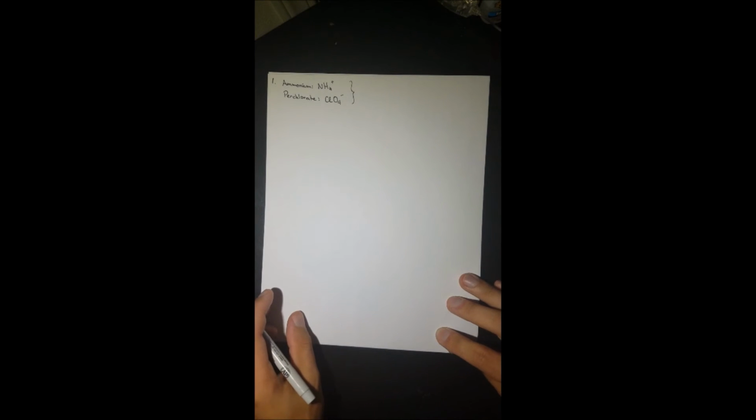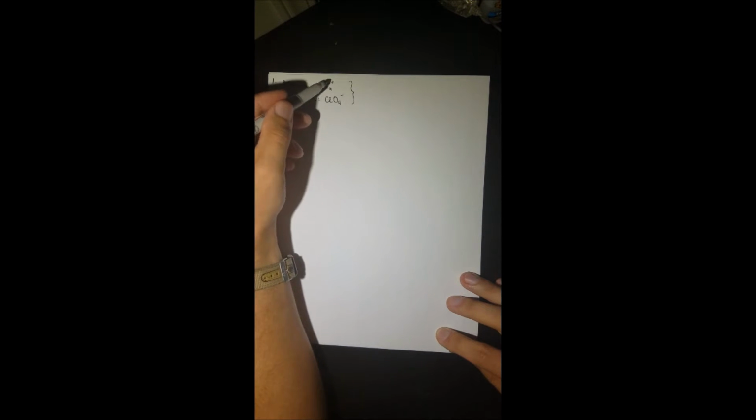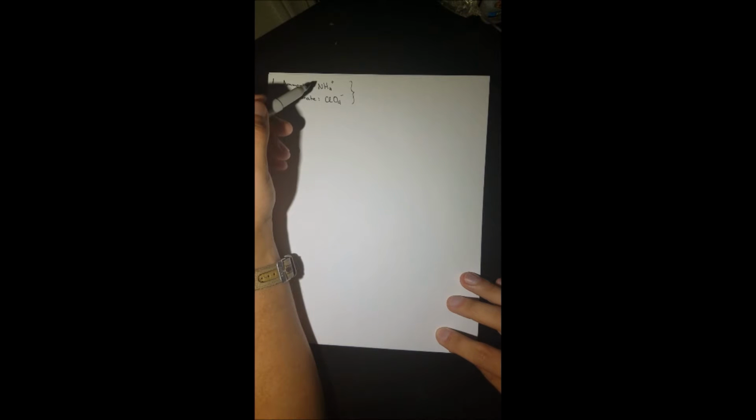Alright, so let's go over worksheet number 4. Number 1 asks, what is the correct chemical formula for ammonium perchlorate? Ammonium is just NH4+, and perchlorate is ClO4−. So ammonium has a +1 charge, and perchlorate has a -1 charge.